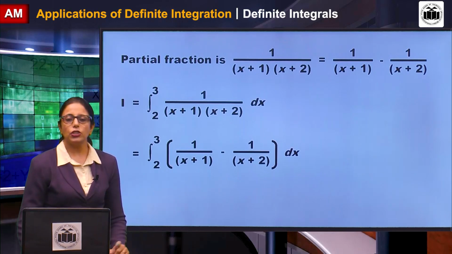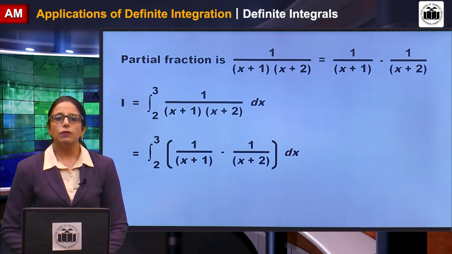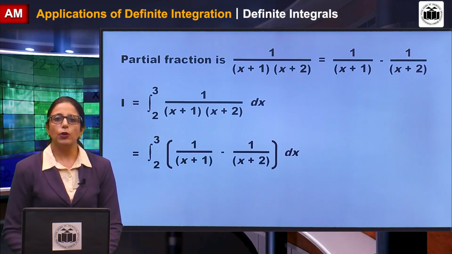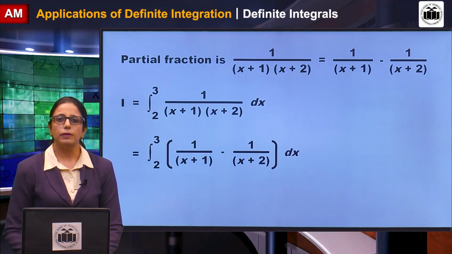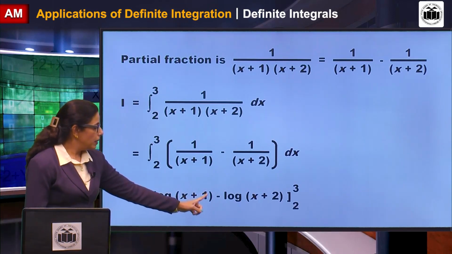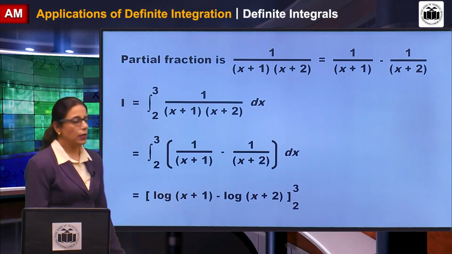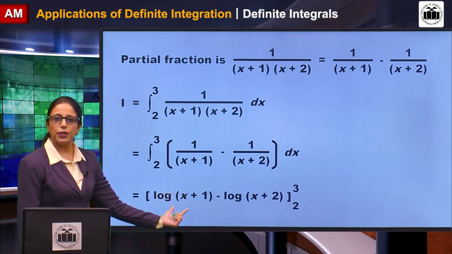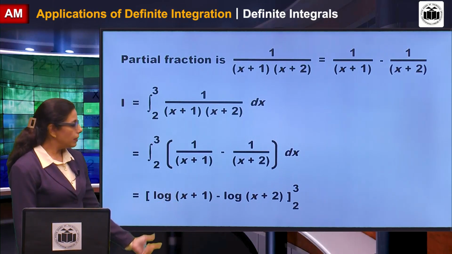So, what is the integration of 1 upon ax plus b? It is 1 upon a log of ax plus b plus c. That is the formula that we are going to apply to integrate here. And you can see log of x plus 1 minus log of x plus 2, limits taken from 2 to 3. So, here we complete the part of integration and now we apply the limits.